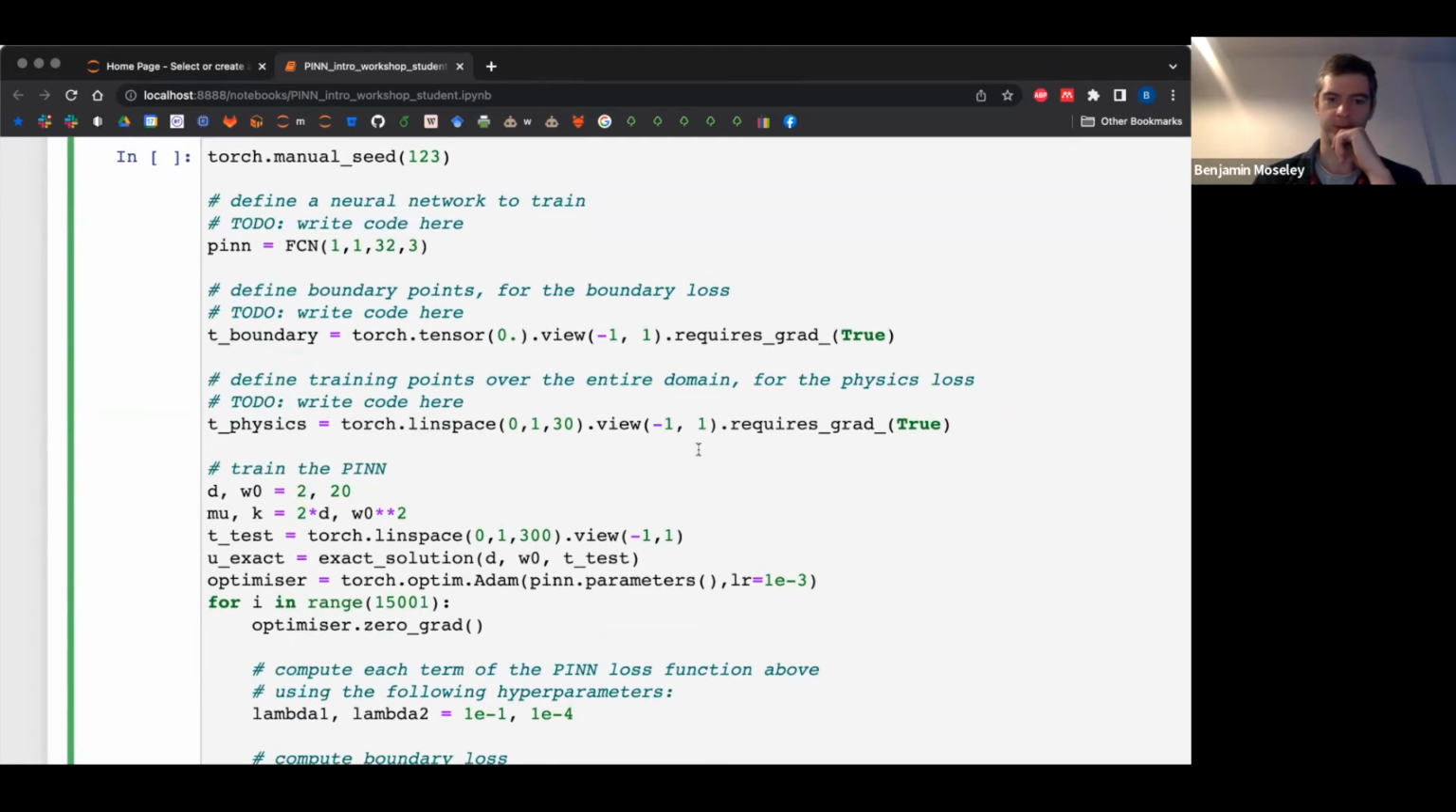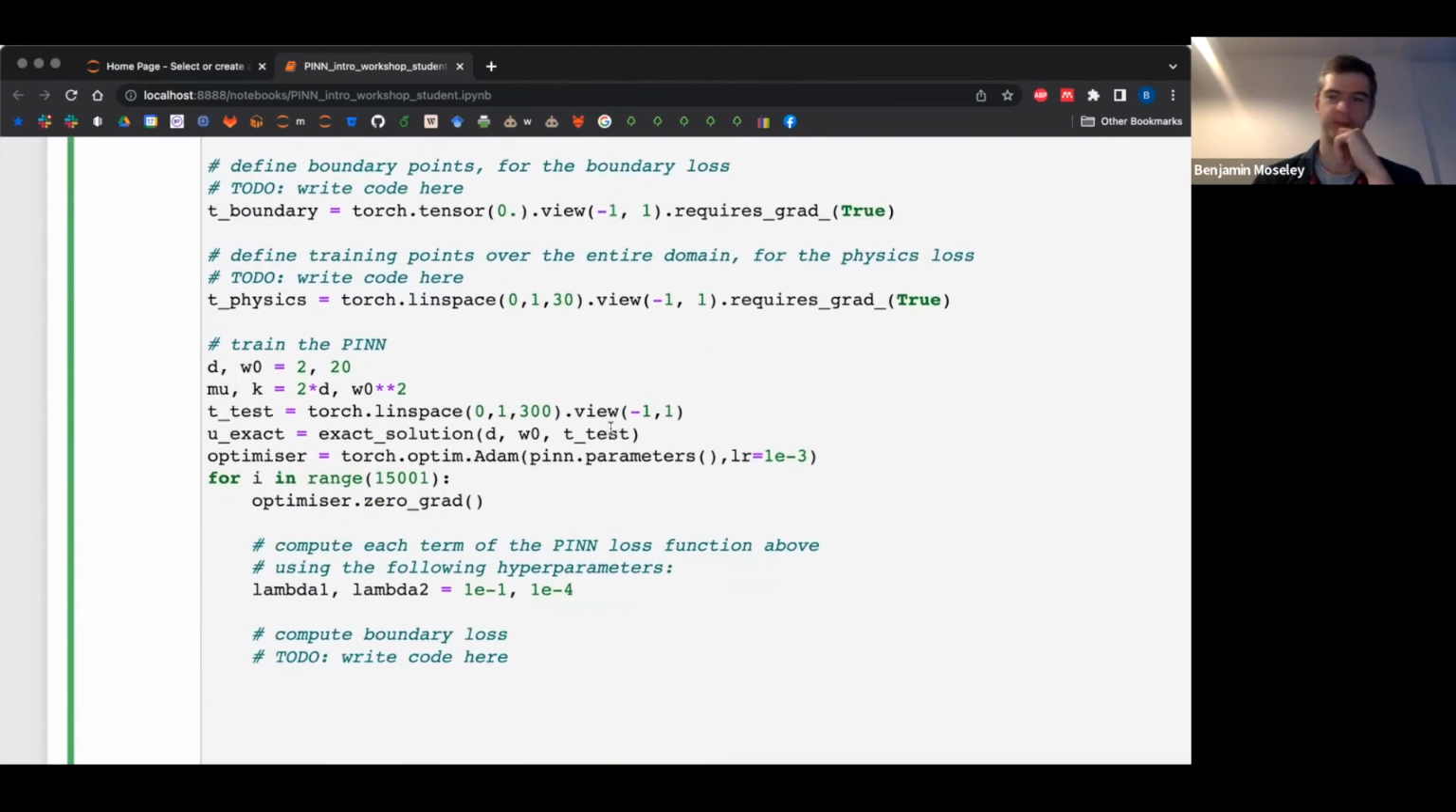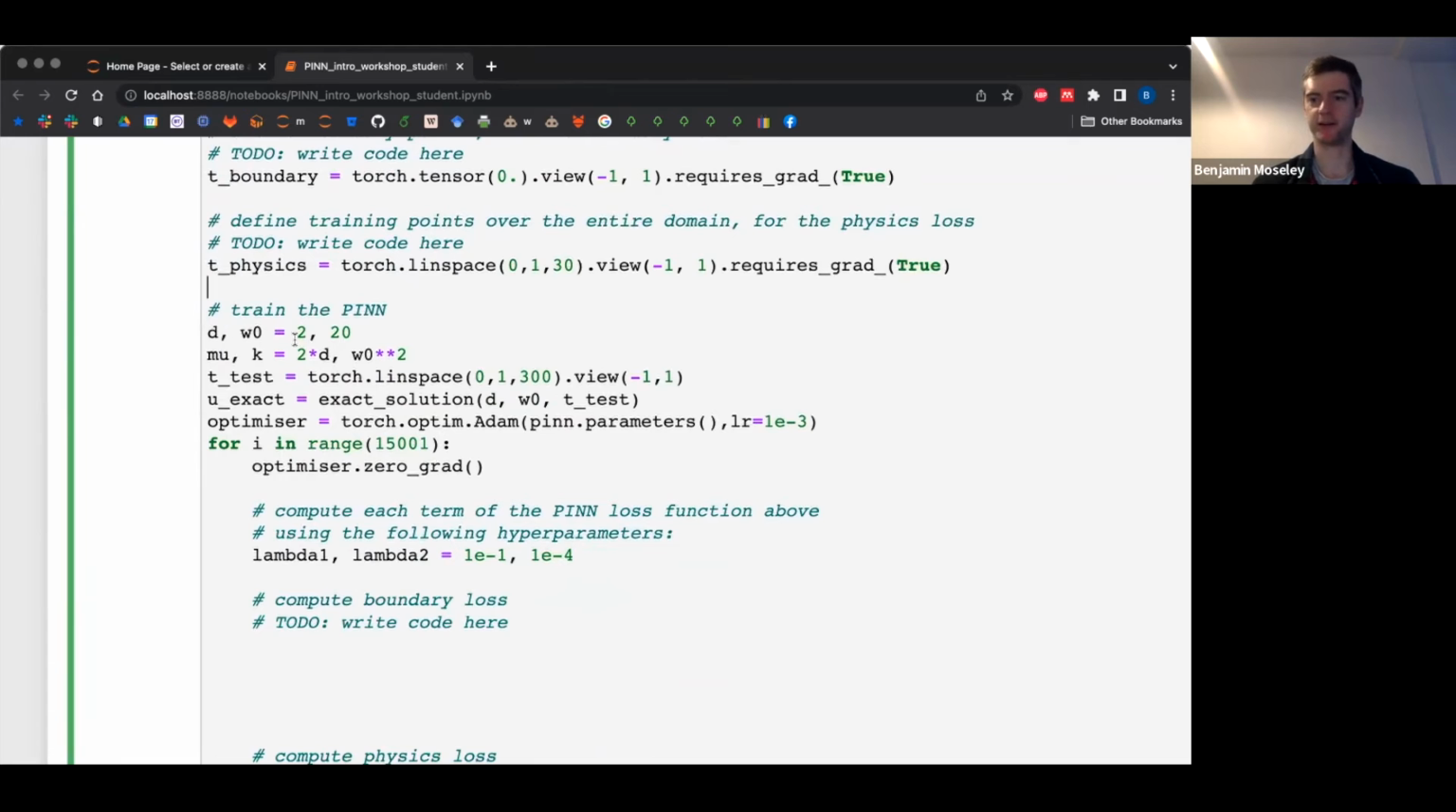So I think this all looks good. So basically now we're going to start writing the training loop for the PINN. There's a few extra things that I define here. First of all, I define what mu and k are. These are the underlying parameters of the differential equation, and we're assuming that we know them because we just want to simulate the equation in this case. So I've just picked 2 and 20 to be the values of these d and omega naught here.